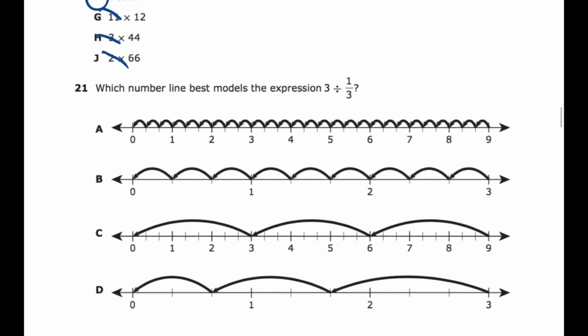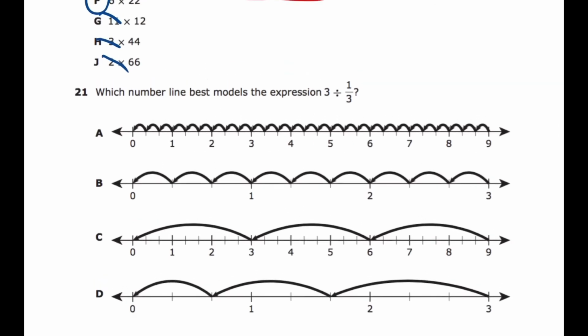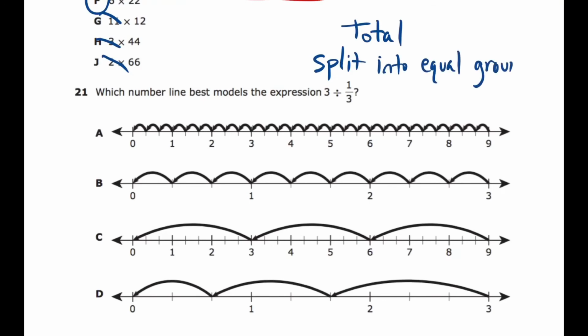Number 21, again, I was surprised on this one. How many people missed that one? So I have division, right? So that's clear. What division is, I need to know a total amount, and that total amount is split into equal groups. So that's important. We always need to know in division, I have a total amount split into equal groups.